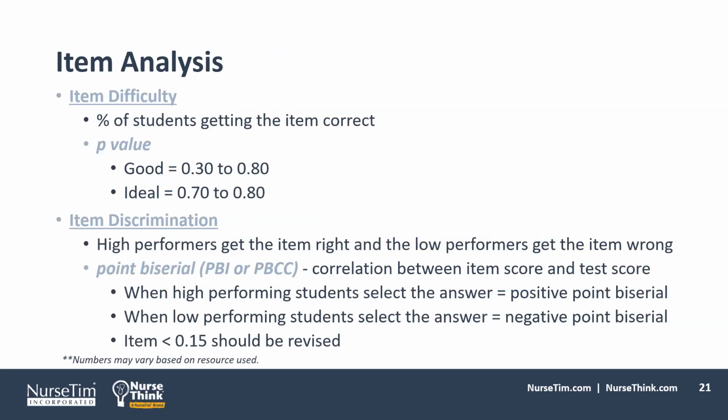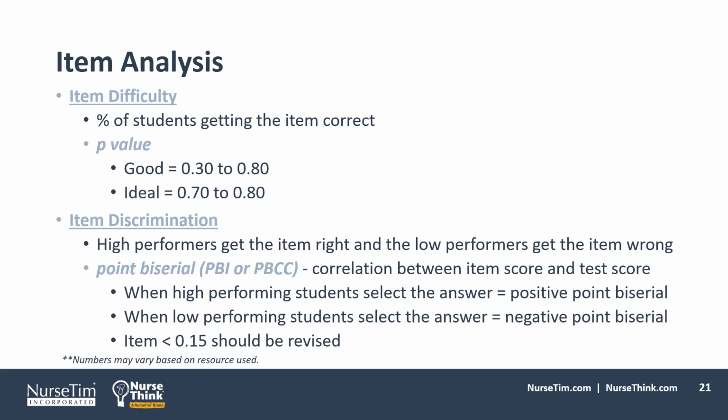The information that is far more valuable to me as an educator is looking at the item difficulty and the item discrimination. Item difficulty is the percent of students that get the item correct. It's also known as your p-value. What's considered a good p-value is a 0.3 to a 0.8. Ideal, 0.7 to a 0.8. Somewhere around that range for your high of a 0.7 to a 0.8 is acceptable.